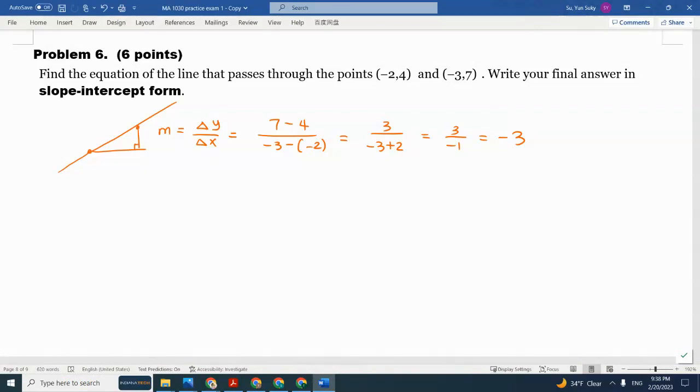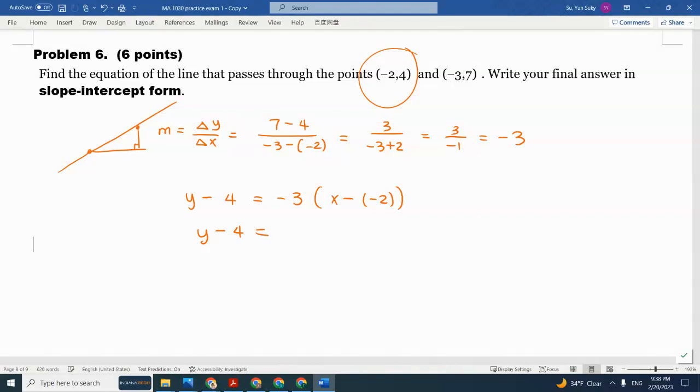So once we get the slope, we can use point slope form. We just pick one point. You can pick (-2, 4) or (-3, 7). Looks like (-2, 4) is easier. So use the point slope form: y minus the y coordinate of the point equals the slope times x minus the x coordinate of the point.